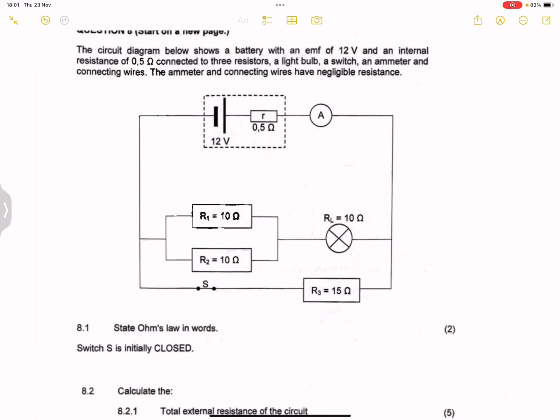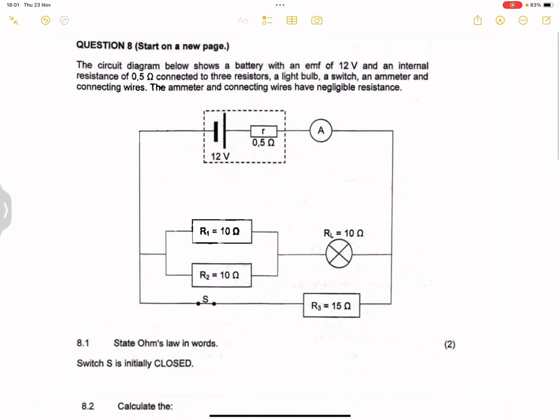Question 8, let's go. So they say the circuit below shows the battery with an EMF of 12 volts and an internal resistance of 0.5 ohms connected to 3 resistors, a light bulb, a switch, an ammeter, and connecting wires. They say the ammeter and connecting wires have negligible resistance. Right, now they say state Ohm's law in words.